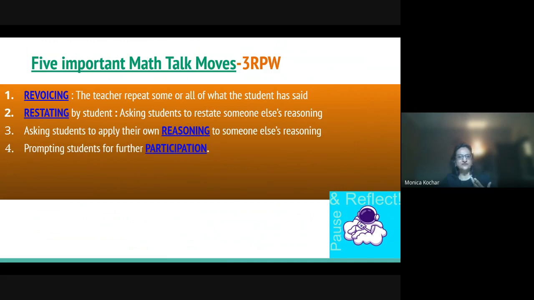Prompting students for further participation. One person has given the answer, asking someone else, what do you think is the answer? Why do you think this is correct? Why do you think this is incorrect? Just picking children and asking them to answer. Using wait time, telling the children, I'm going to give you 30 seconds or 45 seconds before I move on or before I take the conversation forward. So these are just 5 important math moves, which can be used in the class. I think at any grade, any concept, these can be used.